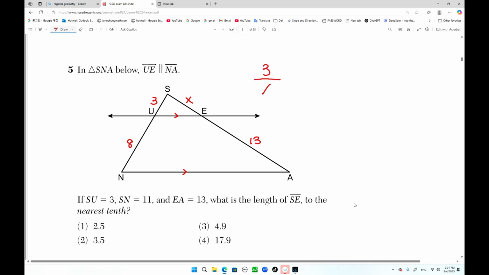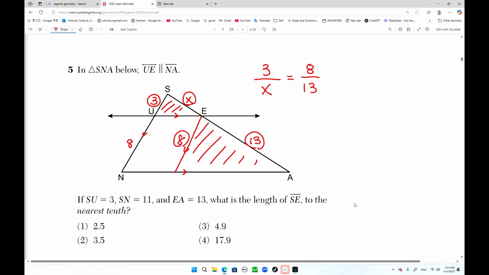3 over x equals 8 over 13. This is just kind of similar, probably the same thing, okay? Maybe you can make the line over here parallel. This is 8, so these two triangles are similar, right? So the ratio of relative sides, 3 to x equals 8 to 13. That's right? Okay.